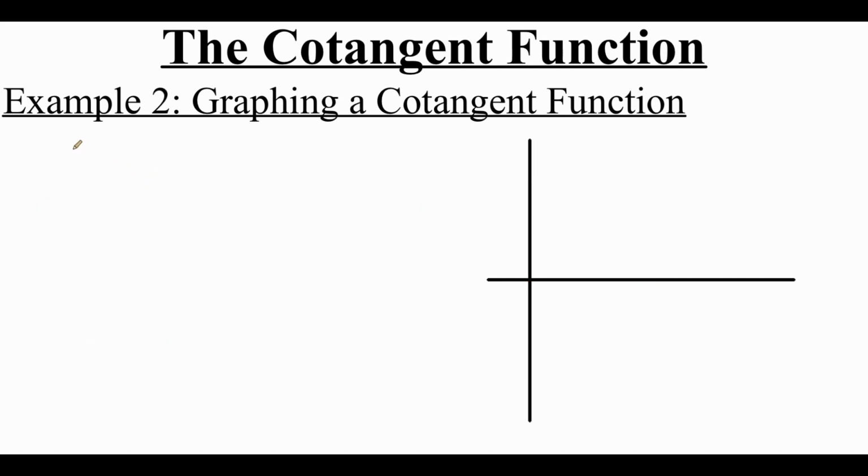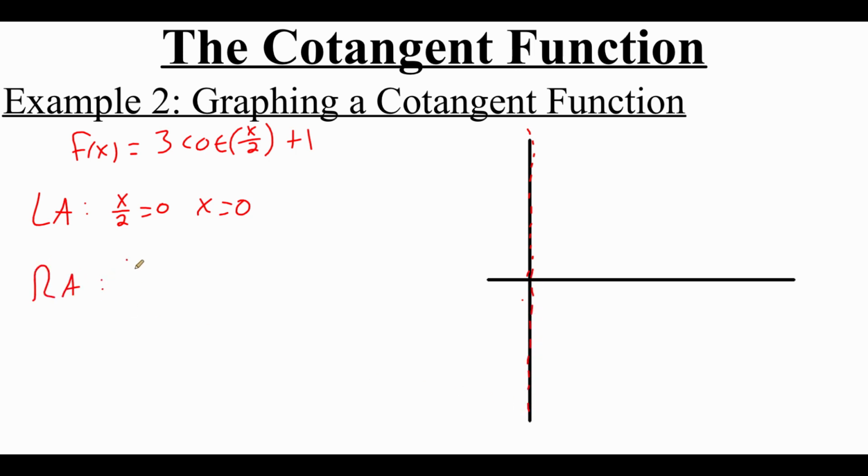We're going to look at another example of graphing out a cotangent function, and we're going to do f of x equals 3 cotangent of x over 2 plus 1. And the first thing I want to find are my asymptotes. So for my left asymptote, I'm going to take the stuff inside of parentheses, set it equal to 0, so I'm going to get x equals 0. So my asymptote is right along this x value of 0. Then for my right asymptote, I'm going to take the stuff inside of the parentheses and set it equal to pi. Now I have to multiply that 2 over to the other side, so I get x equals 2 pi.